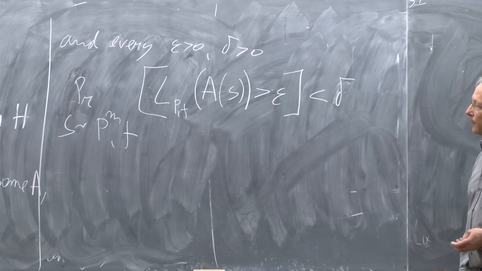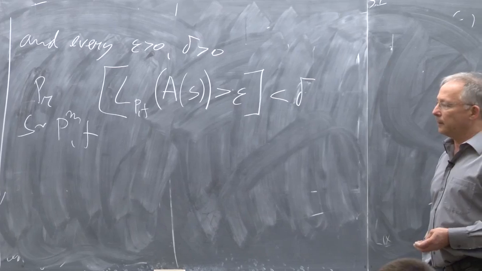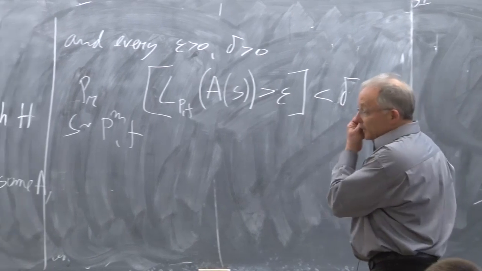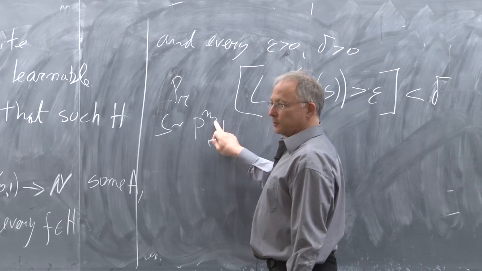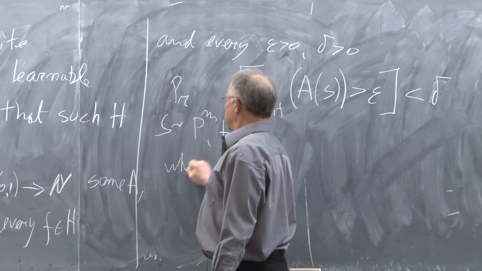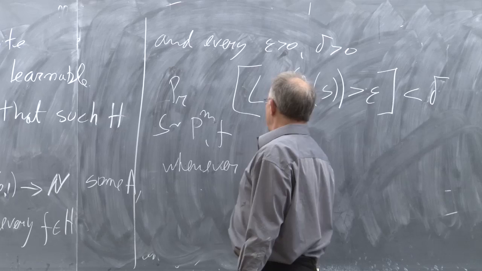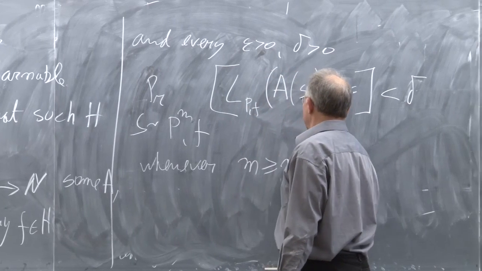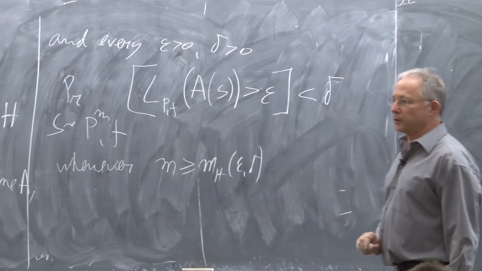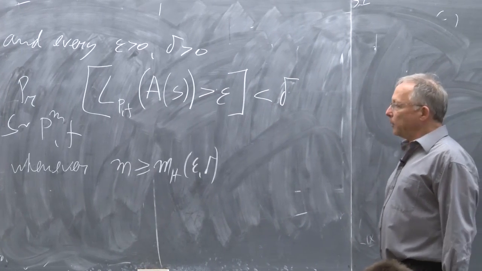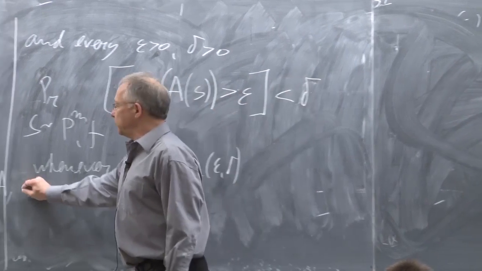That was our definition of PAC learnability. Whenever the size is greater than or equal to m_H, in particular, this m is m_H. Whenever m is greater than m_H of epsilon, delta. So I just repeated the definition. So now we want to go towards a contradiction.